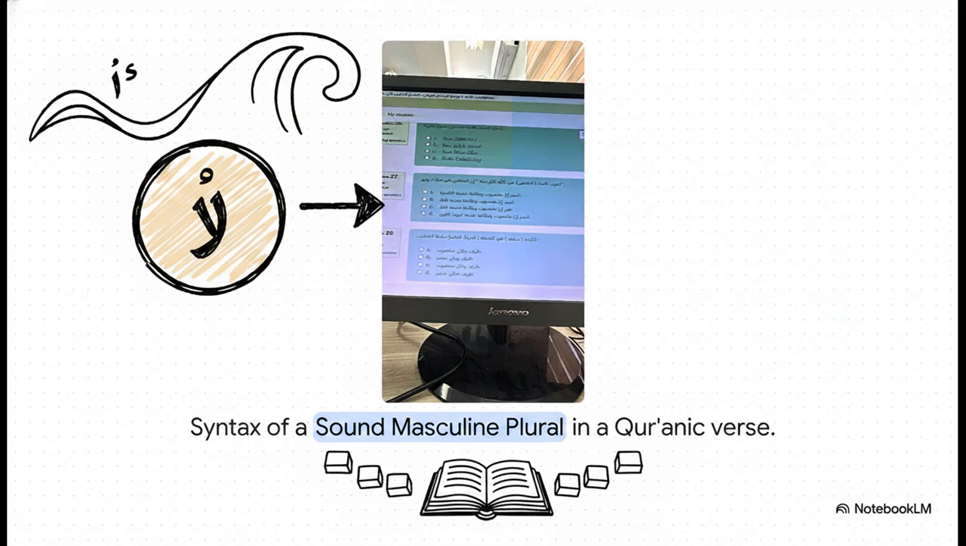Finally, let's wrap this up with a slightly more complex parsing question. We need to find the i'rab of the word al-muttaqin in a verse. It's preceded by the particle inna, which we know forces the following noun into the accusative state. Because al-muttaqin is a sound masculine plural, how exactly does it show its accusative state? By using a ya. And the third option perfectly diagnoses this. It is the noun of inna, it is accusative, and the sign of its accusative state is the ya. The theory works perfectly in practice.